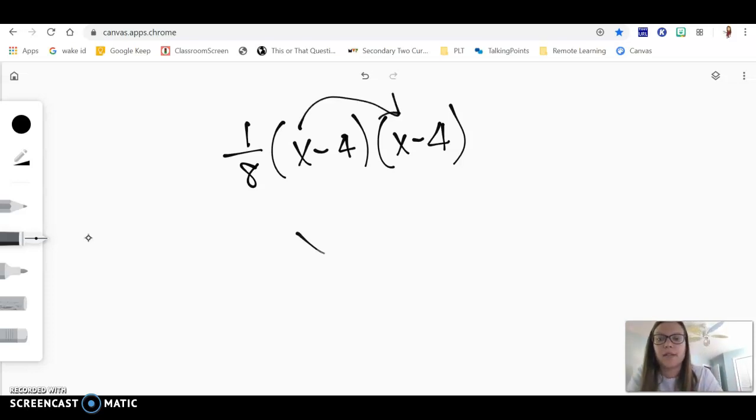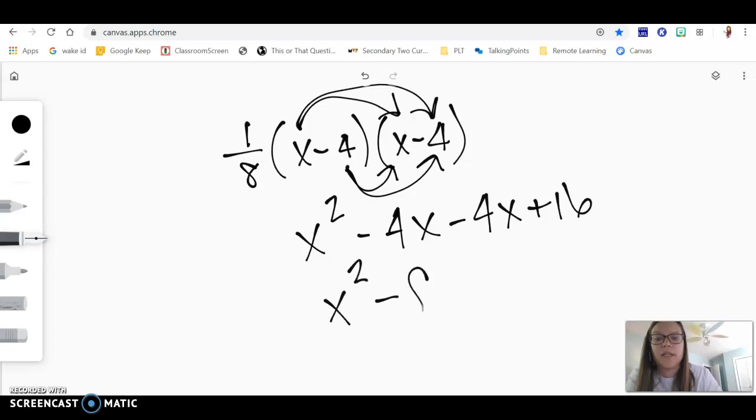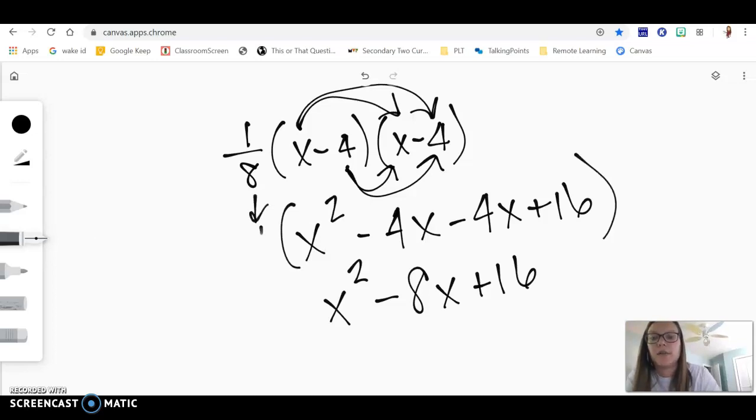X times x is x squared. X times -4 is -4x. -4 times x is -4x. And then -4 times -4 is +16. So I have x squared minus 8x plus 16. And then notice I still haven't done anything with my 1/8. So that needs to come down and be distributed.